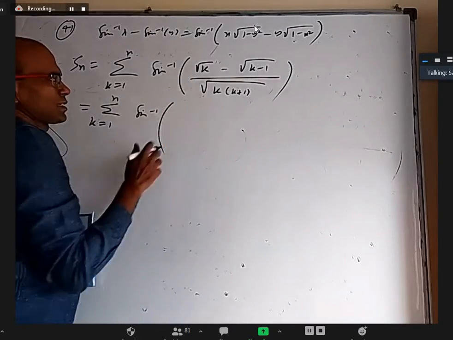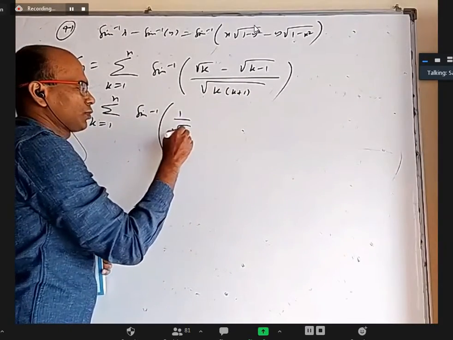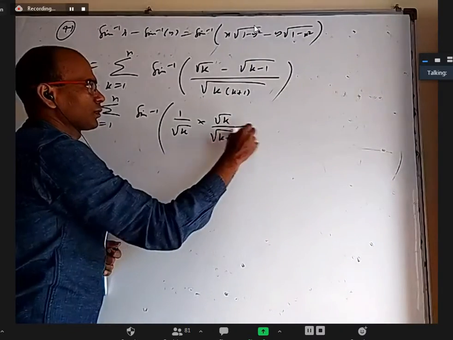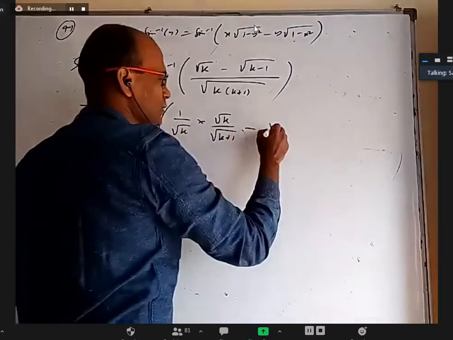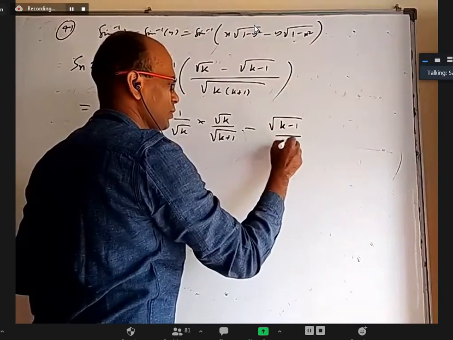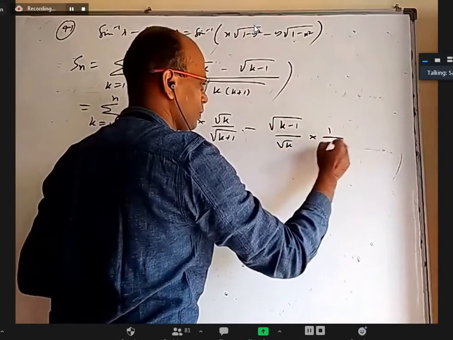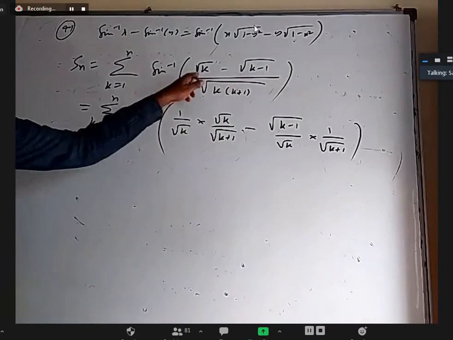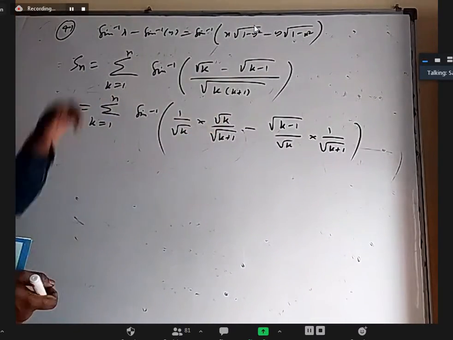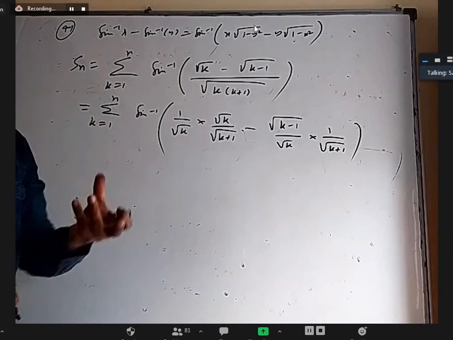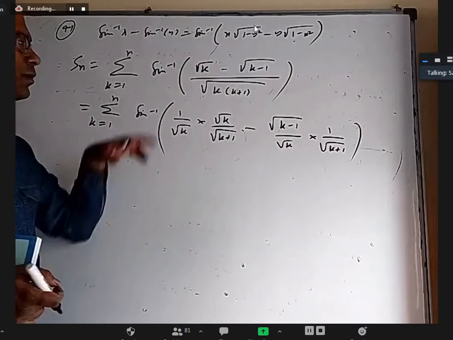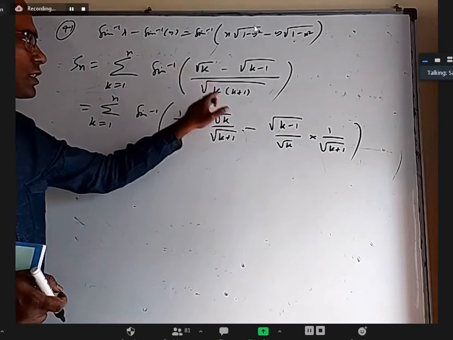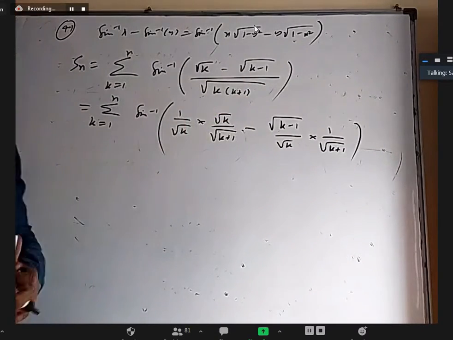So when I flip this, I'm going to get 1 by root k into root k by root k plus 1. And when I take this by this, root k minus 1 by root k into 1 by root k plus 1. Okay, I removed n and wrote k equal to 1 to n. If you put k equal to 1, you'll get the first term. If you put k equal to 2, you'll get the second term. If you put k equal to n, you'll get the nth term. I wrote this by this separately, this by this separately, like this.